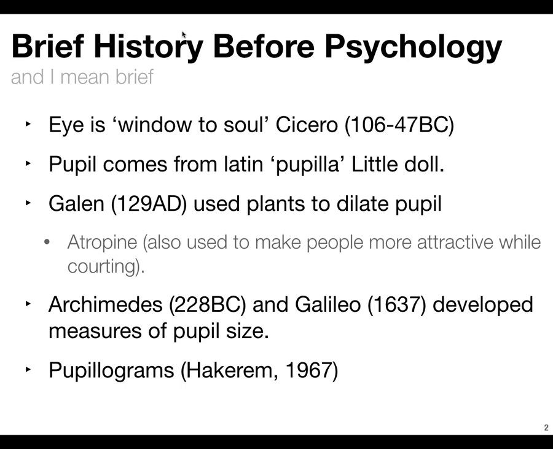At the same time, people were starting to say, okay, what's happening with the pupil? And so both Archimedes and Galileo independently developed different measures of pupil size. Archimedes based it on a series of metal tubes of different diameters, and would look through the tube and match it up to the size of the pupil. Galileo did this in a much simpler way, using pieces of paper of different sizes, moving those in and out to see which size matched the pupil size.